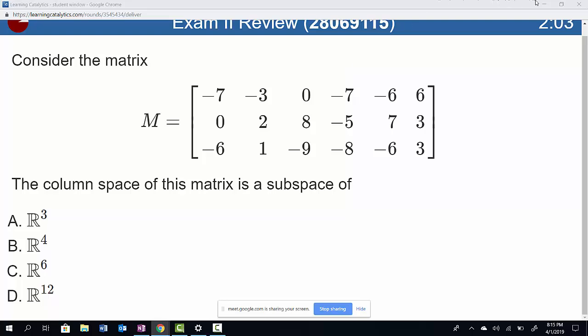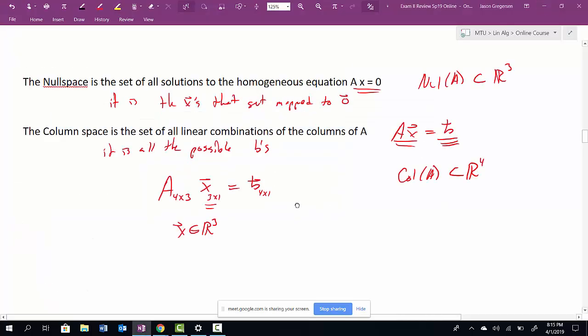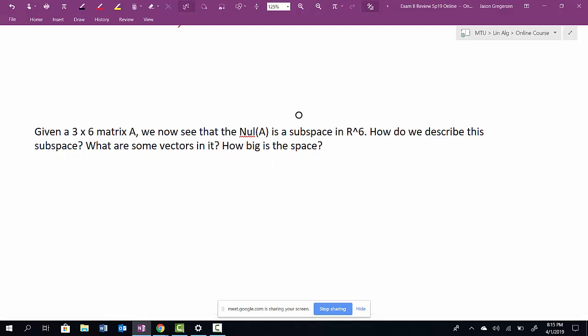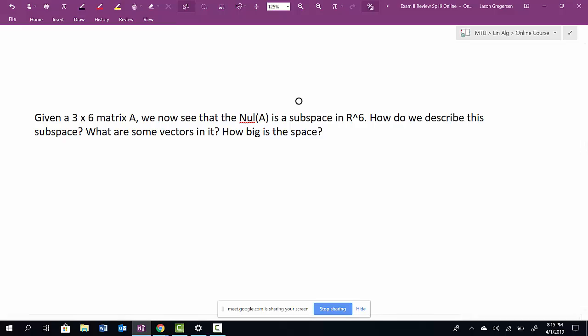All right. So now we know, given a 3×6 matrix A, the null space is a subspace in R6. But how do we describe the subspace? Is it all of R6? Is it a plane in R6, a line in R6? How would you describe or show me how to generate these vectors? How do we talk about how big our subspace is in R6?